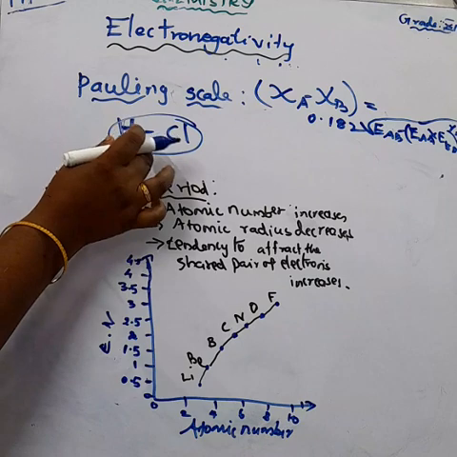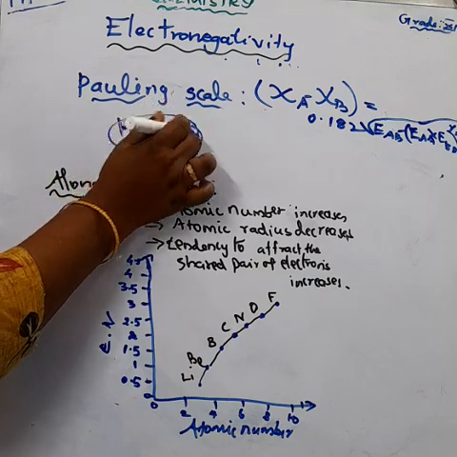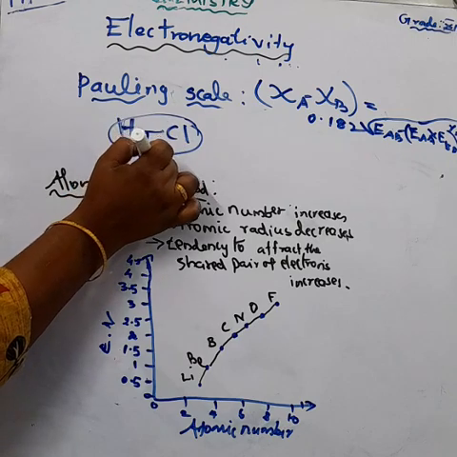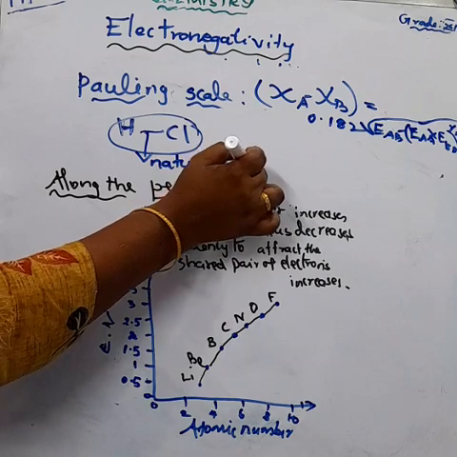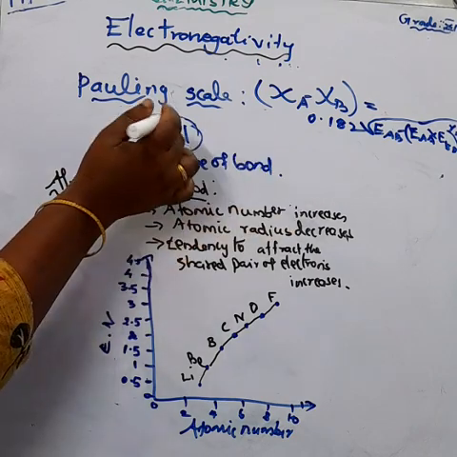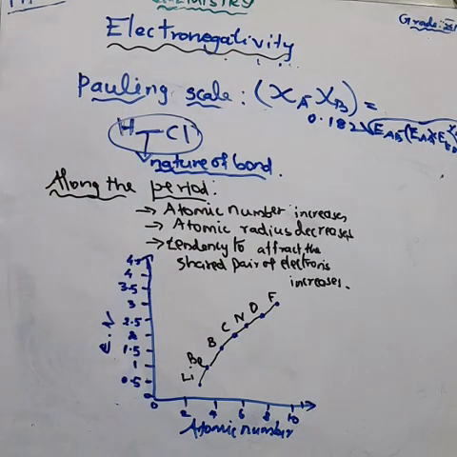So the electronegativity value is important to predict the nature of bonding. Bonding means ionic bond, covalent bond or coordinate covalent bond. The electronegativity value is used to predict which type of bond is present, which you studied in your 10th standard. You clearly studied how the electronegativity value varies with different atoms.